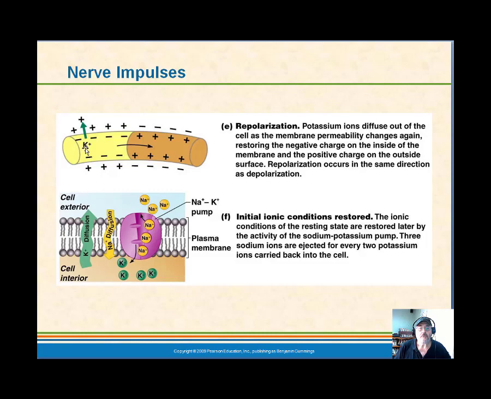So again, it looks something like this. Potassium moves out, we get positive back on the surface, and then the pumps continue to move it. At this stage, we still would not be able to send a signal until the sodium-potassium pumps have actually reset the potassium to being the predominant ion inside the cell and the sodium to be the predominant one outside of the cell.